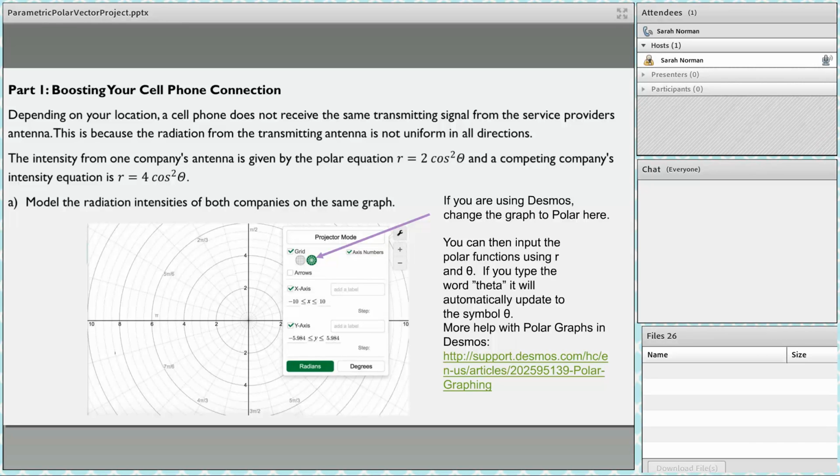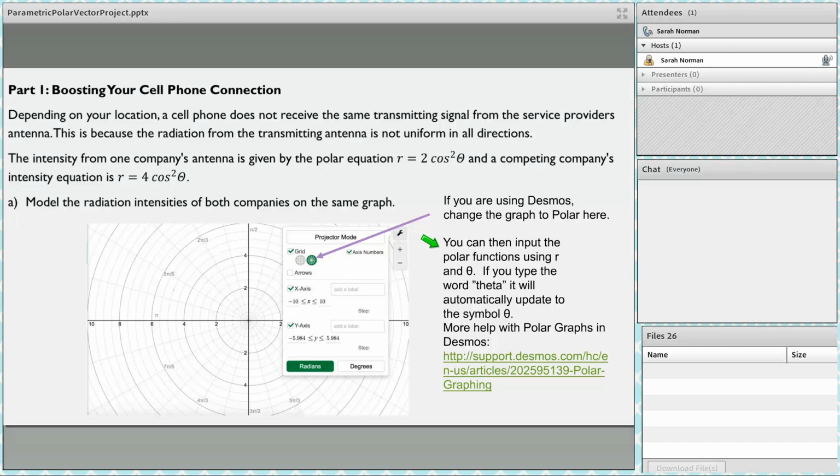So first I would recommend graphing this, which is what part A asks you to do: model the radiation intensities of both companies on the same graph. If you're using Desmos, you need to change the graph to polar, which you can do by selecting the wrench in the upper right hand corner, and then selecting polar. This is the rectangular or Cartesian system, and this one's the polar. So you can change it.